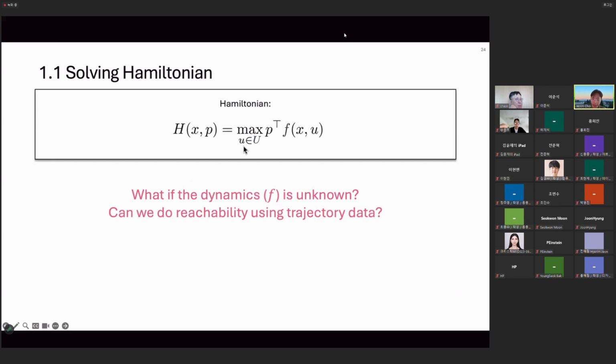By the way, I'll pause every now and then to get some clarifying questions. So I'll pause here now. Are there any questions so far?